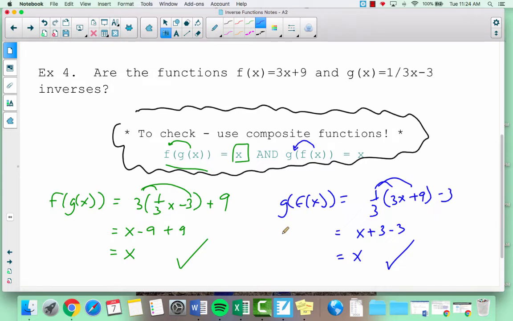So because we've got x's in both equations, these are two inverse functions. So this is going to work. Okay. If you get anything other where they don't match, then automatically you would say no, they are not inverses of each other.